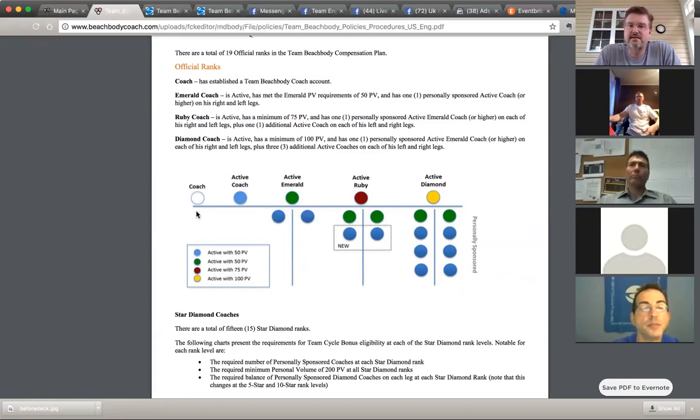As an active coach, you can rank advance. You can see here the active coach is the blue dot. If you want to rank advance to an Emerald coach, you need to sign up 2 coaches underneath you. They have to be personally sponsored coaches, and one has to be on your left leg and one on your right leg.